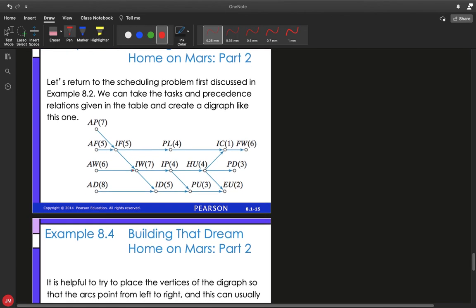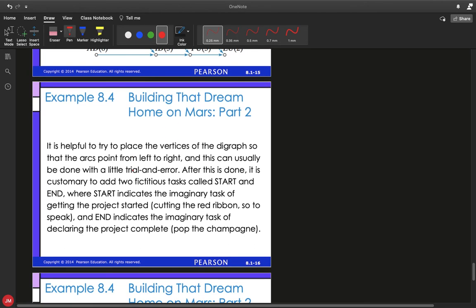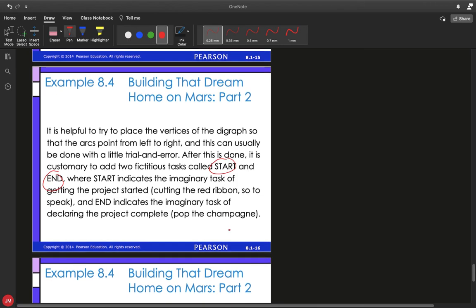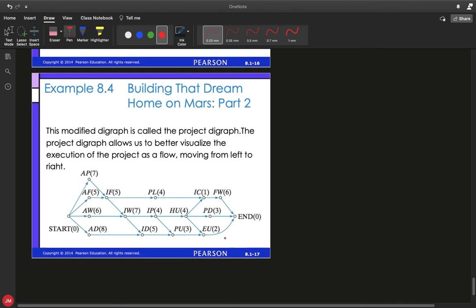Now, in addition to the normal tasks, we oftentimes will also include an imaginary start and an imaginary end task. Even though these are not really tasks, they are kind of useful in looking at where you would start in the project. In other words, adding in that extra vertex for start indicates that you'd be starting from any of these vertices, AP, AF, AW, and AD. Whereas the end task says that you can end it once you've completed all of these tasks, FW, PD, and EU, which obviously have to be completed after everything else.